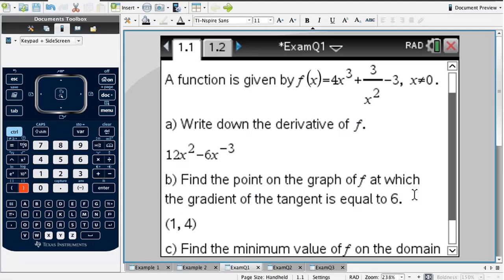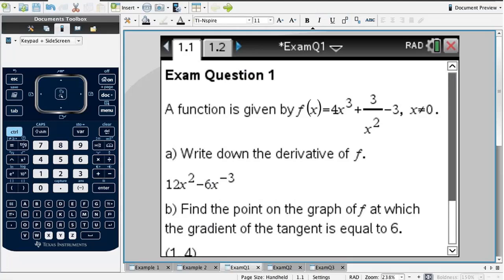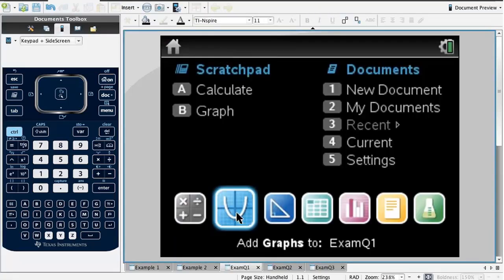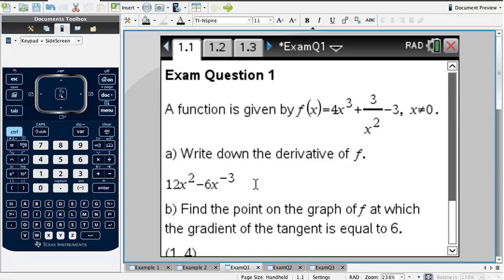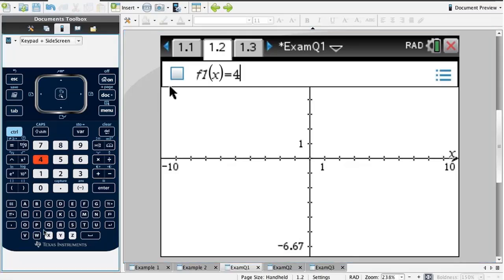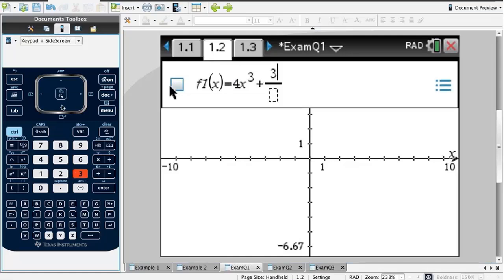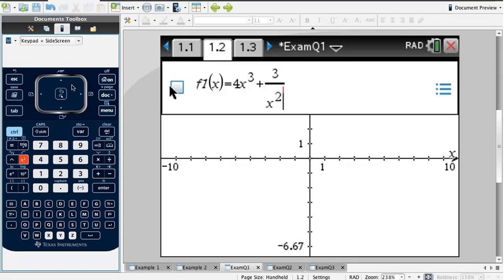Okay. Now I want to find the minimum value of f on the domain between -1 and 5. So I better graph the function. Let's open a graph page. And it's 4x cubed plus 3 over x squared, minus 3.